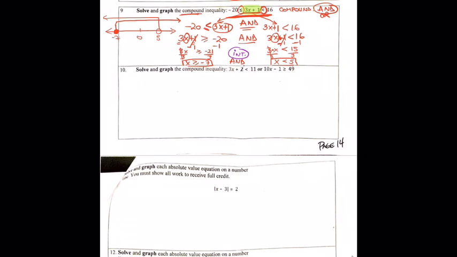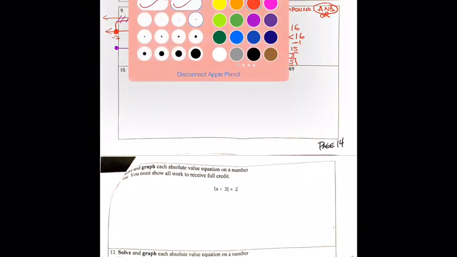And don't forget, you still need that final answer, that final graph that shows the solution for the compound. So again, and means intersection or overlap. So where do my two graphs overlap? Well, they overlap between negative 7, including negative 7, and positive 5, not including 5. So here in purple, you see the final solution to the graph.